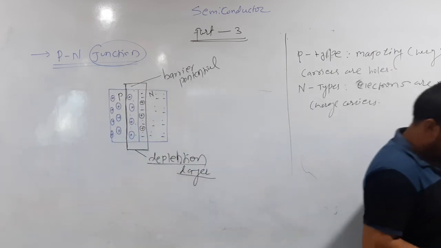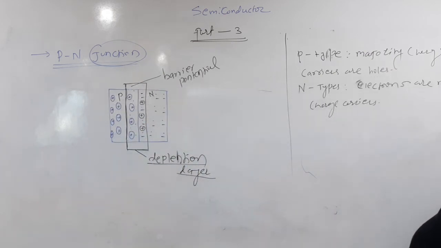Now, when n type and p type semiconductor materials are fused together, initially the number of electrons on the n side of the junction is very large compared to the number of electrons on the p side. The same is true for the number of holes on the p side compared to the n side. The density of carriers on both sides is different, and a large density gradient exists on both sides of the p-n junction.